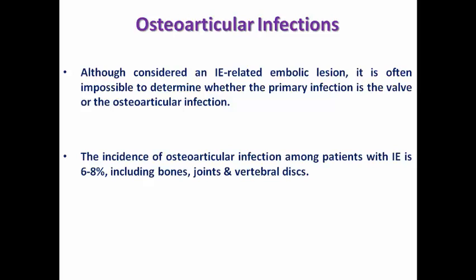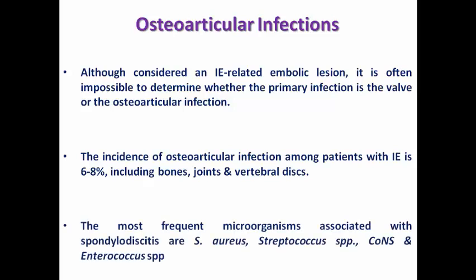bone, resulting in osteomyelitis, joints resulting in arthritis, or vertebral disc resulting in spondylodiscitis. And the most frequent microorganism, without thinking, of course, I would say Staph aureus, with the highest risk of embolization and one of the very virulent organisms beside coagulase negative staph and enterococci.